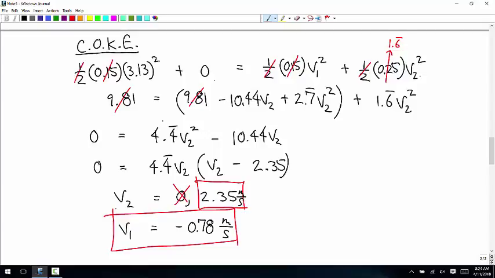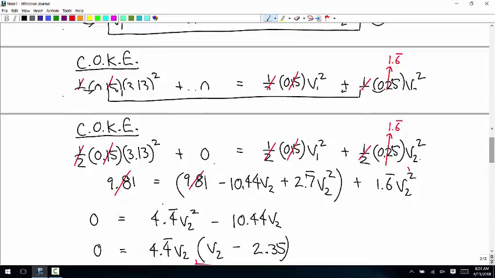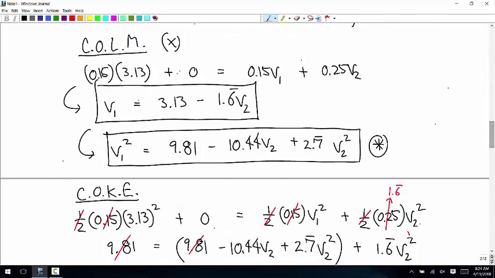Any other homework questions? Yeah, so that's why I squared. I used conservation of linear momentum, got this expression for V1, squared it just because I knew a V1 squared was coming in the next equation, and then I substituted the right side in for V1 squared.